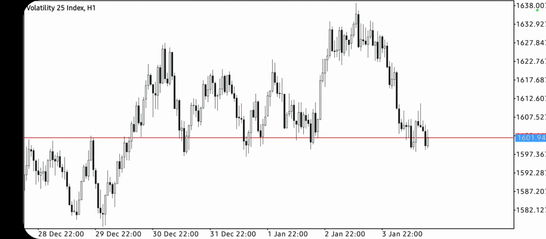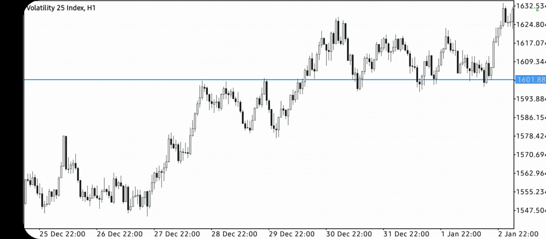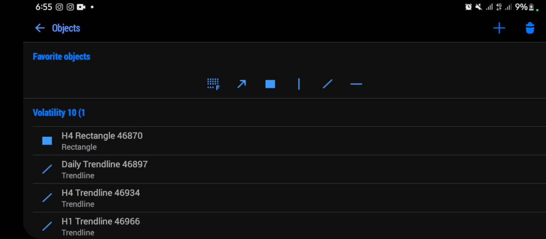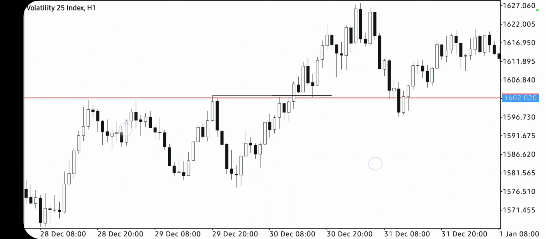So I am going to give an example of inducement. I explained two types of inducement too. I said we have the secondary inducement and the primary inducement. So here I'm going to mark out this high as a break of structure. This is a break of structure to the upside. We have this low formed immediately after a break of structure, which is our inducement. This low is our inducement, our secondary inducement.